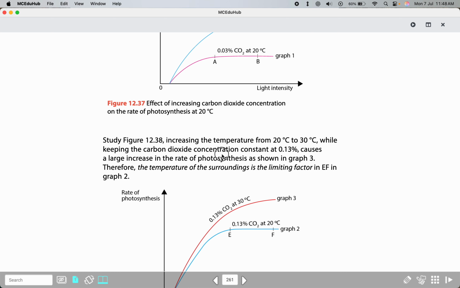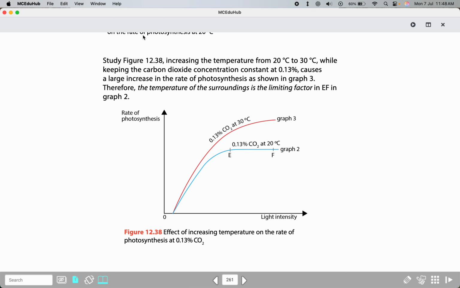Let's look at one more example here. In this example, we increase the temperature from 20 degrees Celsius to 30 degrees Celsius, and we keep the carbon dioxide concentration constant at 0.13%. And we see that this causes a large increase in the rate of photosynthesis as shown in the graph. So what we see is that between point E and point F, the temperature of the surroundings is the limiting factor. Okay, so let's run through this all again.